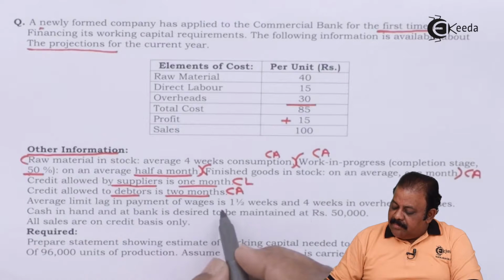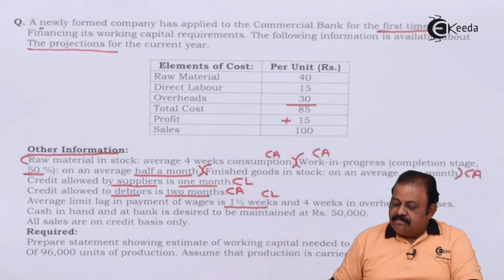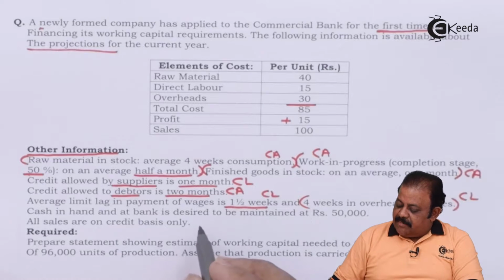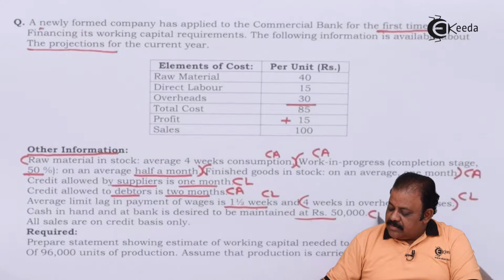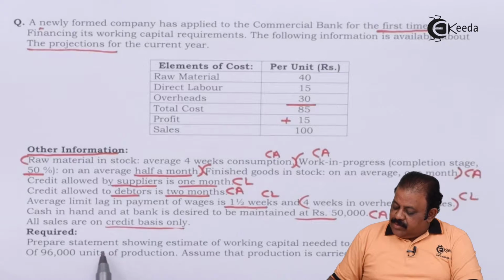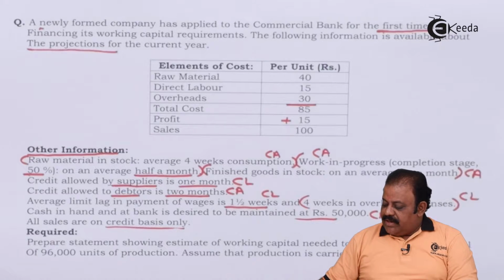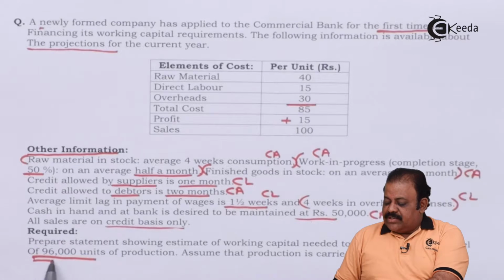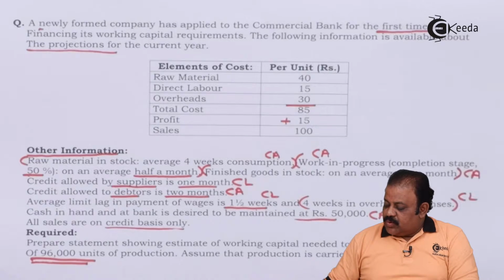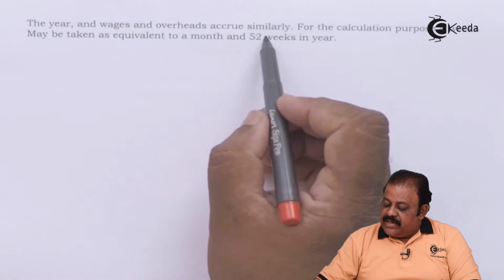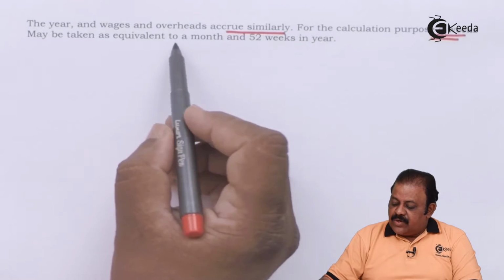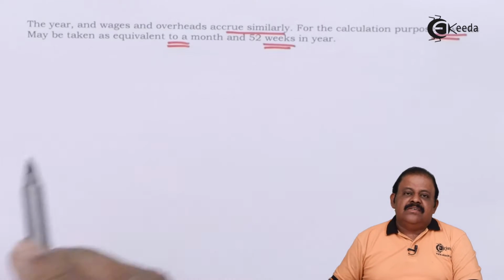Average lag in payment of wages 1.5 weeks, current liability, and 4 weeks overhead expenses, current liability. Cash in hand at bank is desired to be maintained 50,000, current asset. All sales are on credit basis only. You are required to prepare a statement showing the estimate of working capital needed to finance an activity level of, this is given, projected units for the current year, 96,000 units. Assume that the production is carried on evenly throughout the year and the wages and overheads accrue similarly. For the calculation purpose, 4 weeks may be taken as equal to a month and 52 weeks in a year.